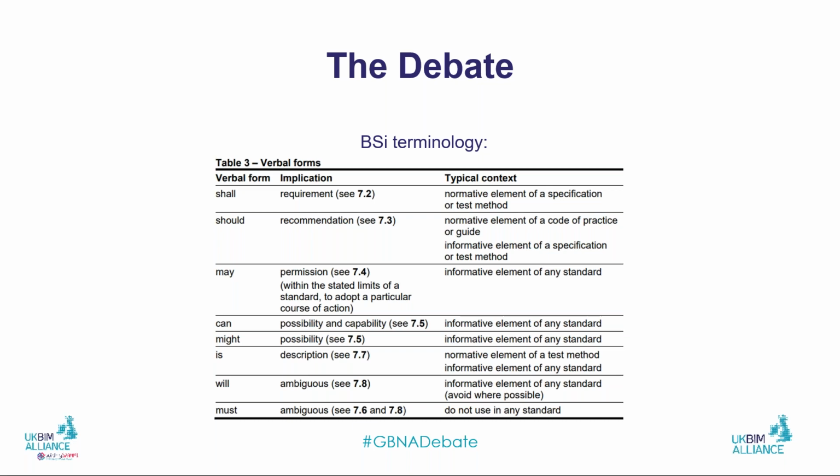May, can, might, they're all possibilities. May is permission, can and might are possibilities. So there are options, if you will. I don't want to get into any more detail than that. I'm not a specialist in this kind of thing, but the important difference is between shall and should if you come across those in the National Annex.